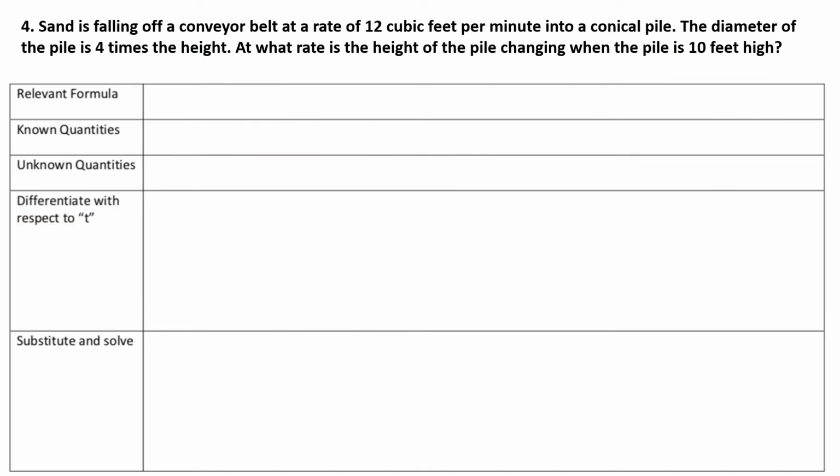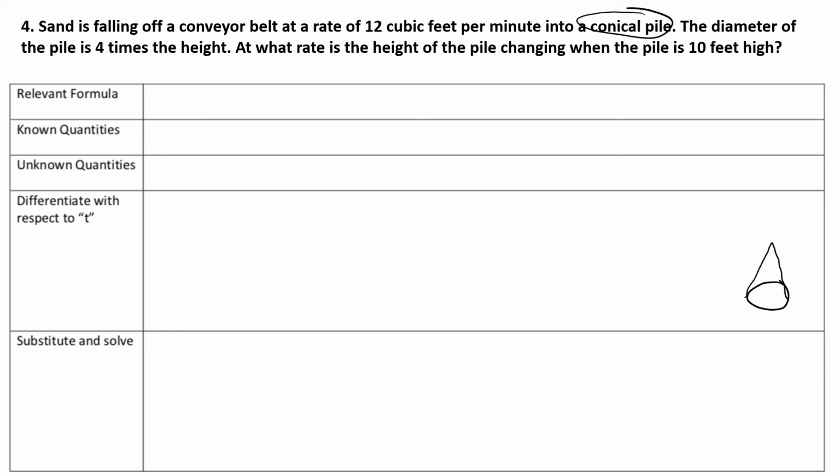Okay, our very last problem of the day. Here it says sand is falling off a conveyor belt at a rate of 12 cubic feet per minute into a conical pile, so shaped like a cone. So what's happening is the sand is falling off a conveyor belt, and then it's turning into a pile that's like a nice upside down cone. I'm sure you've seen sand fall like that before at the beach.